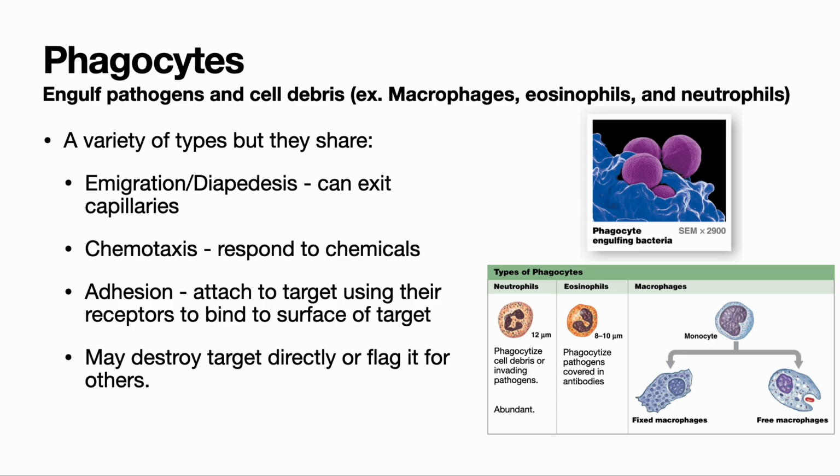So eosinophils and neutrophils are leukocytes or white blood cells. Macrophages are going to come from monocytes, so a little bit different origin there. However, they do share some characteristics. All phagocytes are capable of emigration or diapedesis. And you hopefully remember that term. It means they can exit the capillaries by squeezing between the endothelial cells. They exhibit chemotaxis, so they can either respond by moving towards or away from particular chemical signals.